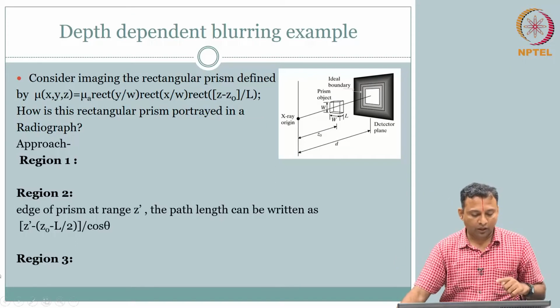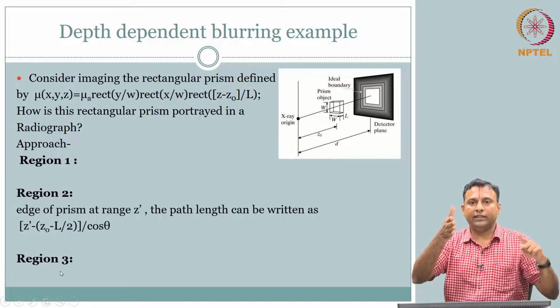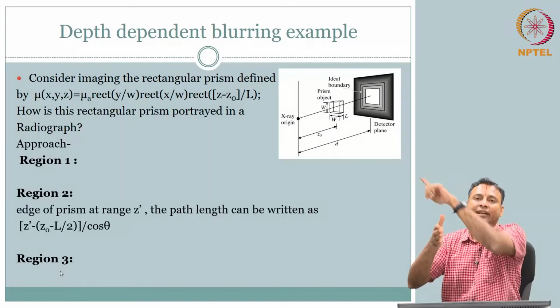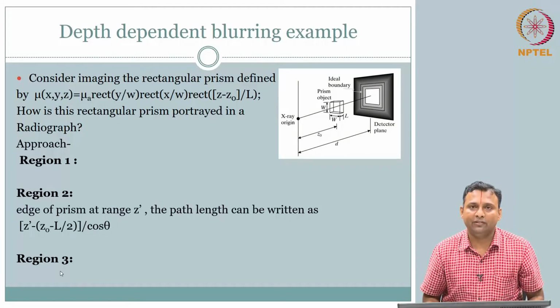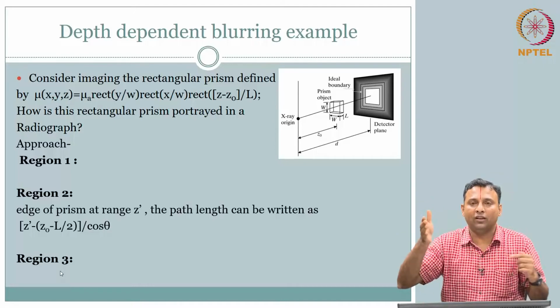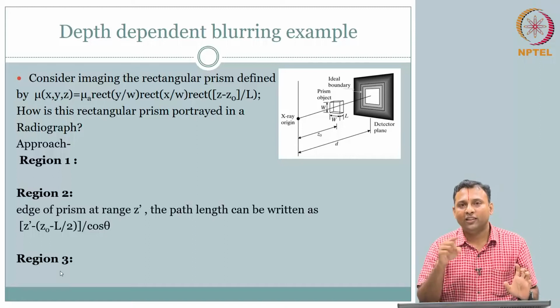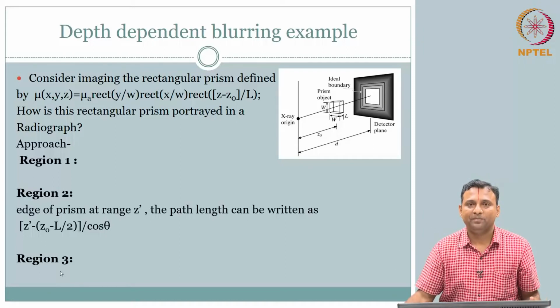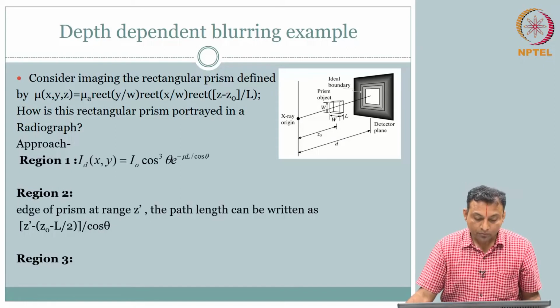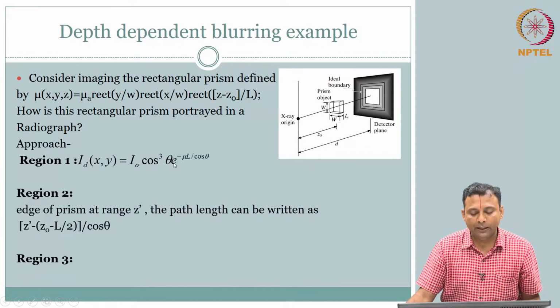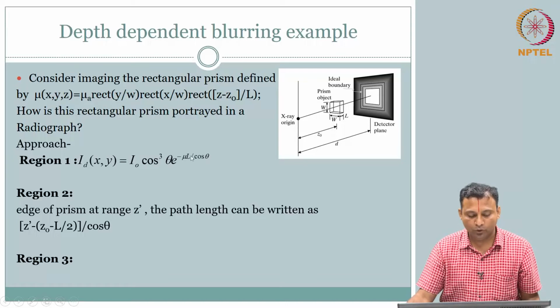The third region is not a problem. The X-rays diverge so much that they do not even see the object; they just go and hit the detector screen. It is the field of view without the object. That is also straightforward. Without the object, we already wrote what our variation will be: I naught cos cube theta e power minus mu L by cos theta. No issues.